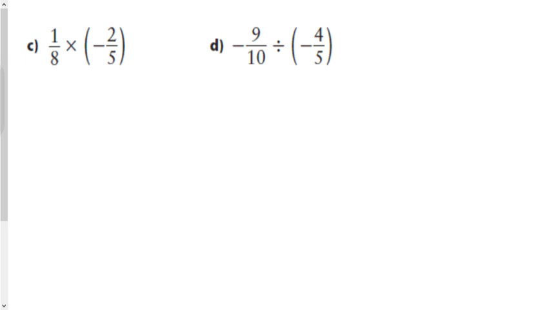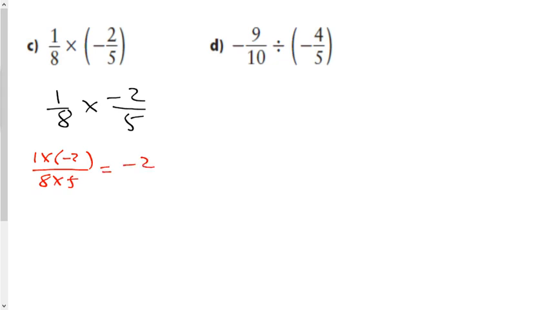Question C and D, we have multiplication again. So I'm going to rewrite this one just like this. Now, somebody said, why don't you cross-reduce, Mr. Mack? You've been preaching it all your life when you multiply two fractions together. What would negative 2/8 reduce down to? Negative 1/4. Then when you multiply your numerators, you're going to get negative 1/20. If you didn't cross-reduce, you're still going to get negative 1/20, just a longer route. 1 times negative 2 over 8 times 5 will be negative 2/40, which will still be negative 1/20 as a final answer.